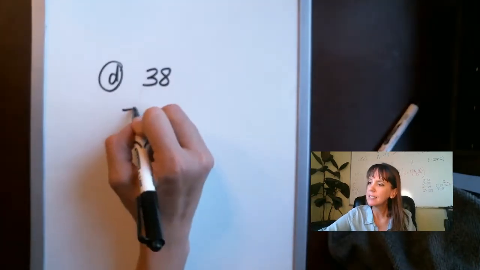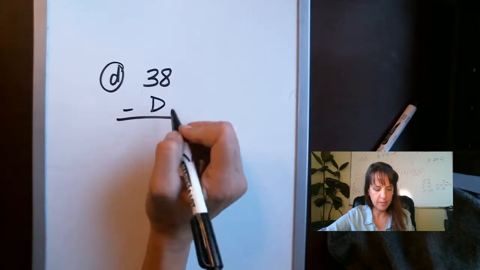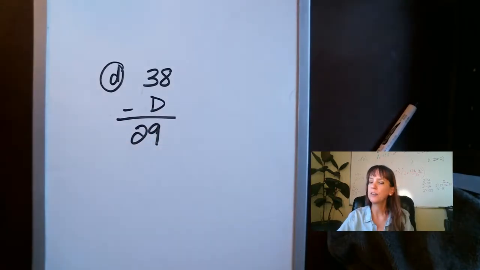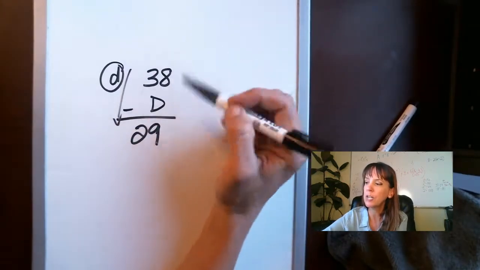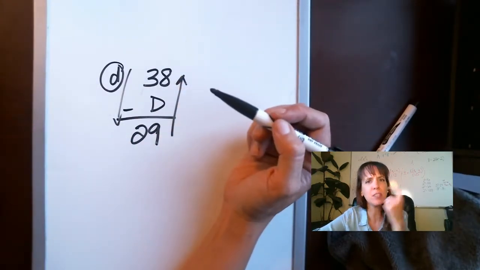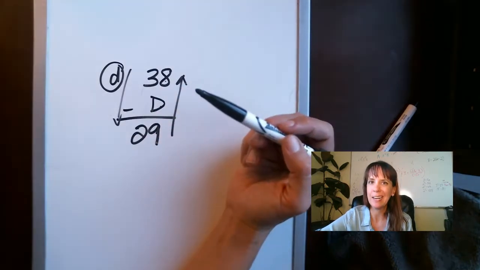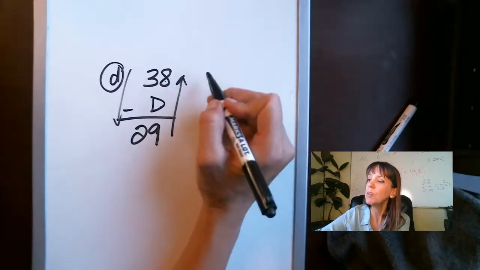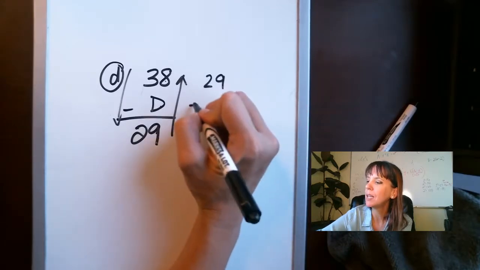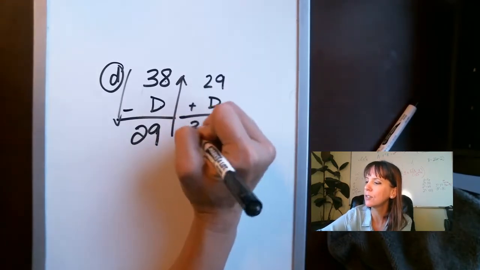38 minus D gives us 29. Now, if we subtract in this direction, we can add in this direction and start to do this mentally. That means 29 plus D is 38. That's not going to help us, but let's write it down. 29 plus D is 38.